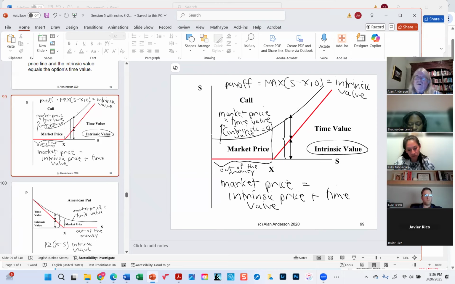So we have the intrinsic value, which is really just another word for the payoff, plus the time value, and that provides us with our market value. The gap is called the time value because this reflects the possibility that the option will gain in value as we get closer to the maturity date.